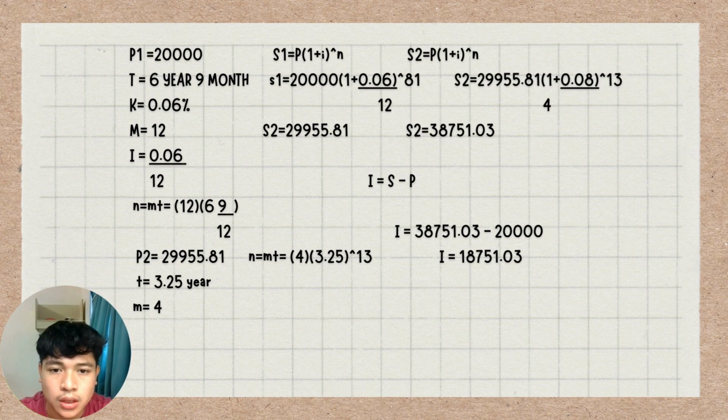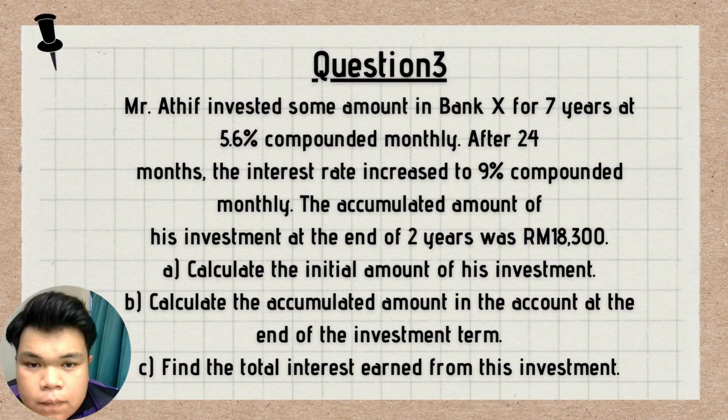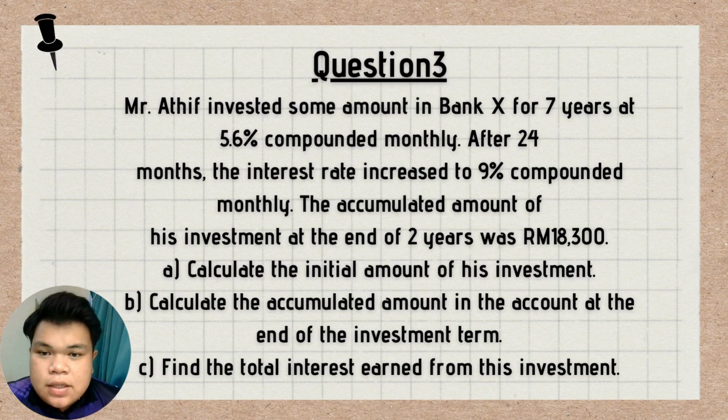For question B, I'm using the formula I equal to S minus P. I equal to 38,751.03 minus 20,000. I equal to 18,751.03.